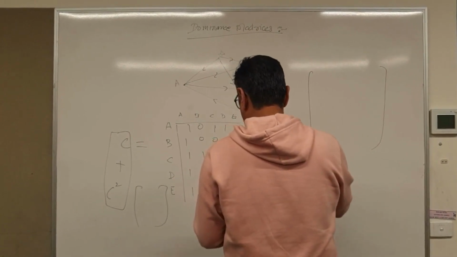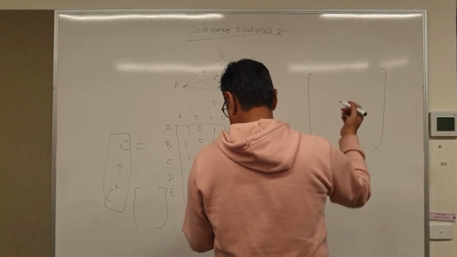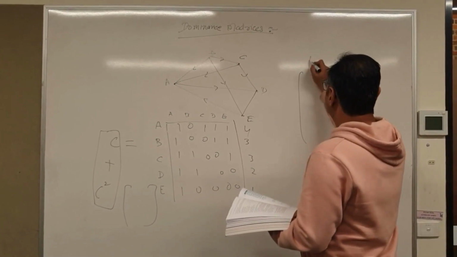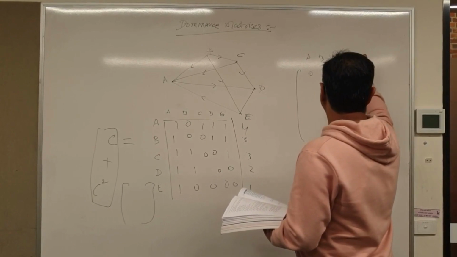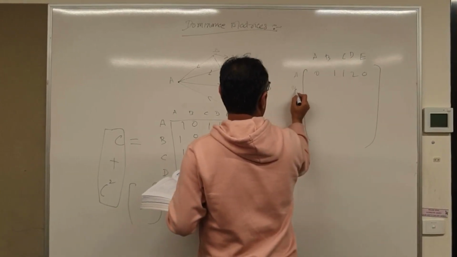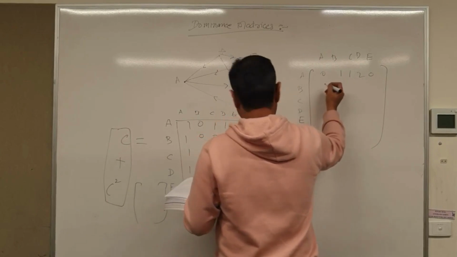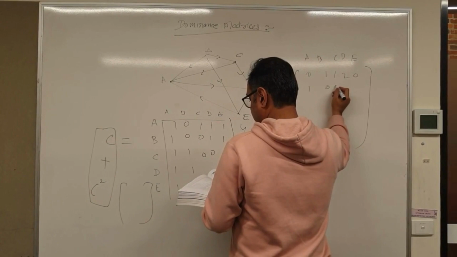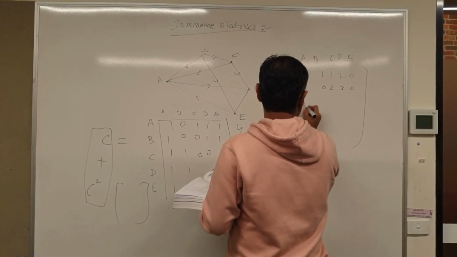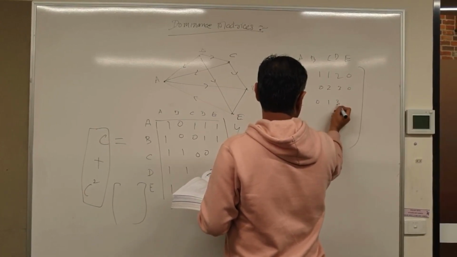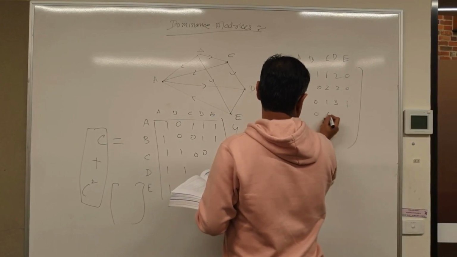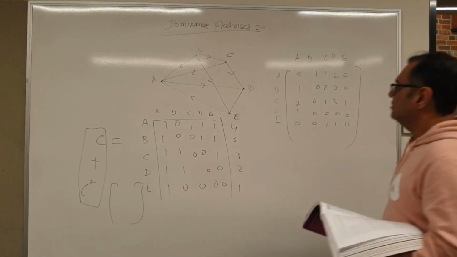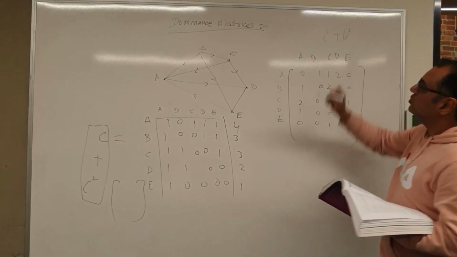So in this case, that could be something like this: 0, 1, 1, 2, 0. So let's say this is A, B, C, D, E, and just putting some numbers. So it could be 1, 0, 2, 3, 0, 2, 0, 1, 3, 1, maybe 1, 0, 0, 0, 0, and let's say 0, 0, 1, 1, 0. Now, this is what you've got as C plus C squared.